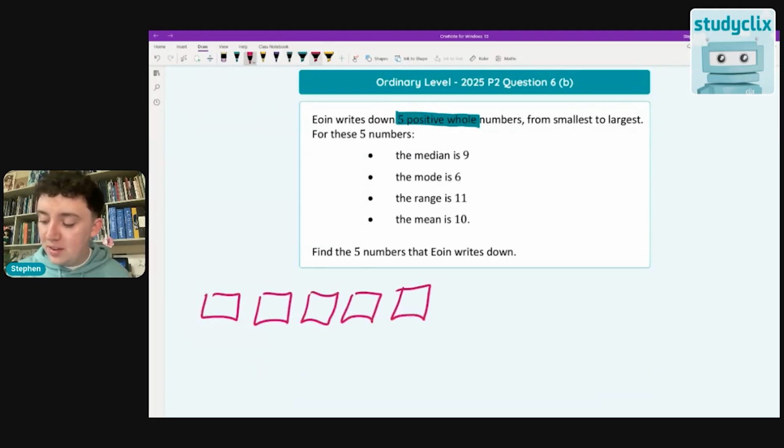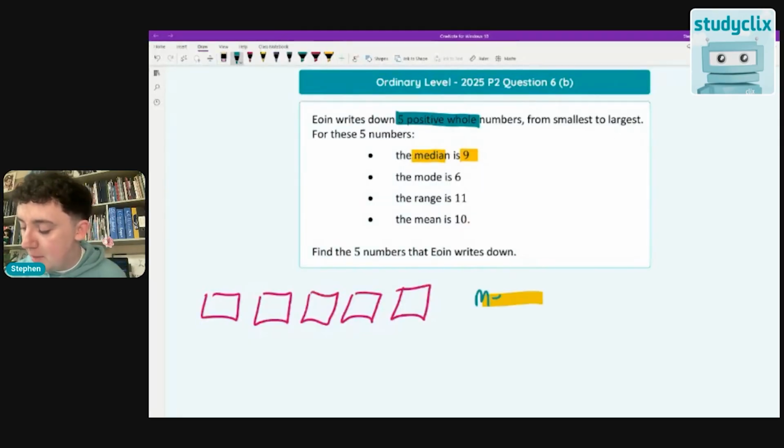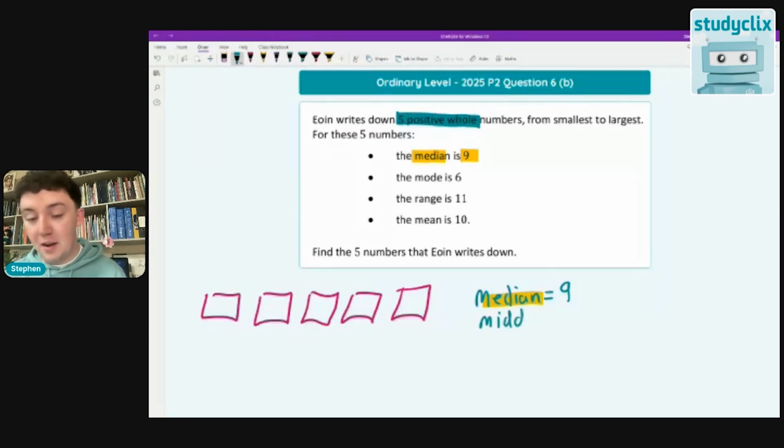Then what's the important information given to me? I'd be saying the median is 9. So I'd be taking that down here and I'd be saying, right, Stephen, the median is 9. What the hell does that mean? Well, the median's the middle. So I know that the middle number in this list is 9. So I could maybe lob 9 into the middle of my list.